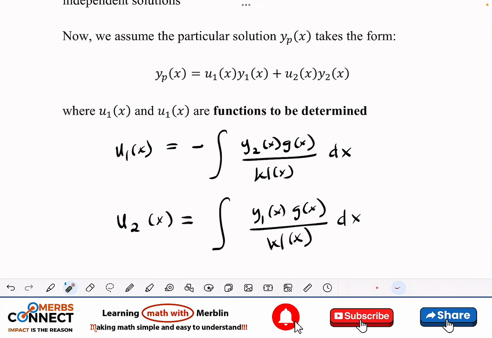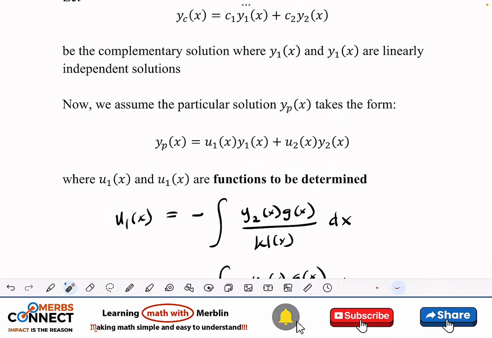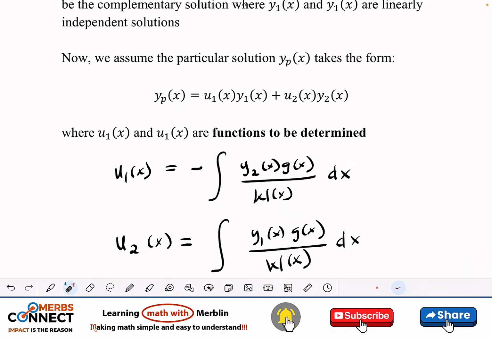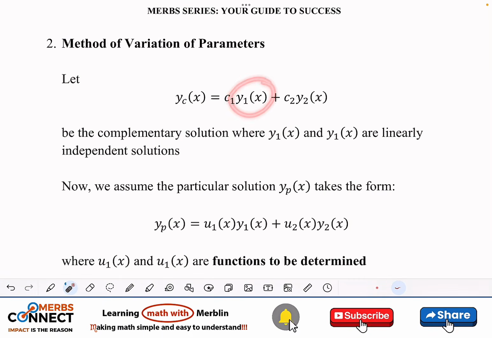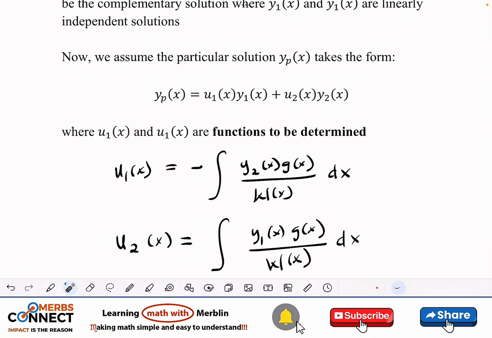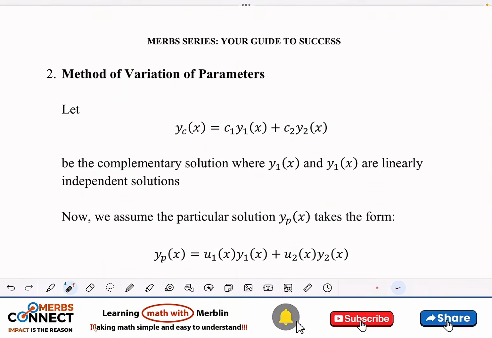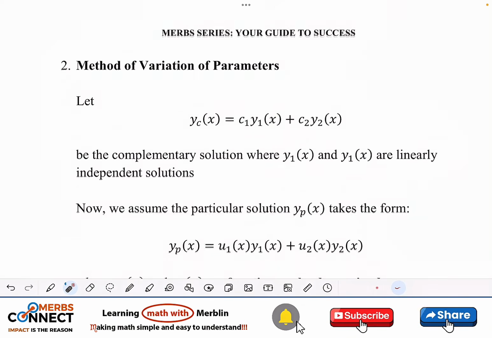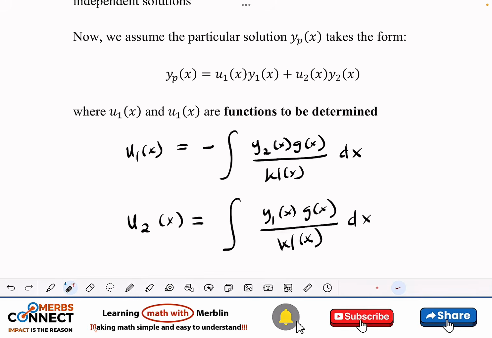Now what is y2? Y2 will always be in the complementary solution when you are done solving the homogeneous second order equation. And y1 is also always there when you are done finding your solution for the complementary aspect. Then what is g of x? G of x is always given here. This is g of x, the non-homogeneous aspect. That's what we call it, the g of x. Then the only thing which is left is the Wronskian, that is W of x.